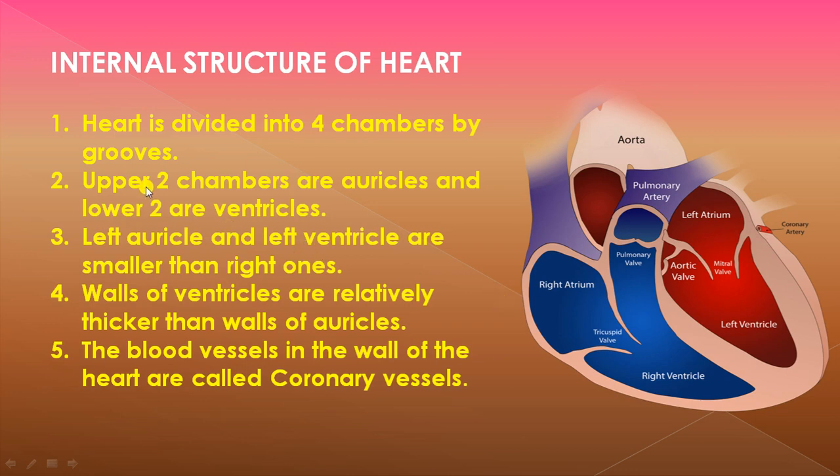Upper two chambers are auricles and lower two are ventricles. These two upper chambers, this one and this one, are known as auricles, and the lower two chambers are known as ventricles. The left auricle and left ventricle are smaller than the right ones.